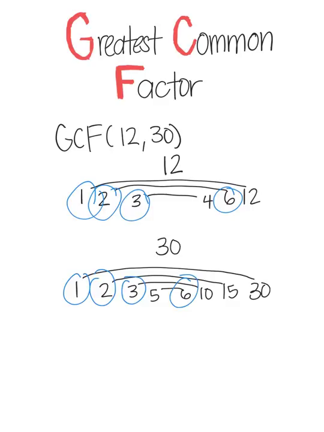So now my last step, I found the factors, I found the ones in common, so now I'm going to find the greatest one. Which one of these is the biggest number? Well, 6. So my greatest common factor of 12 and 30 is 6.